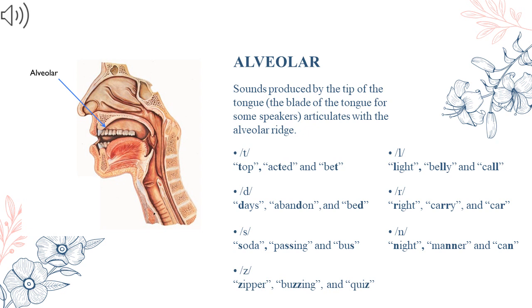L, as in light, belly, and call. R, as in right, carry, and car. N, as in night, manner, and can. The alveolar place of articulation is the most common place of articulation in the English language and has the most consonants.